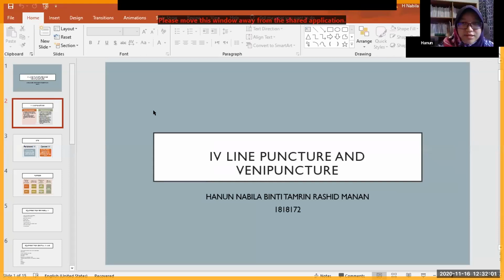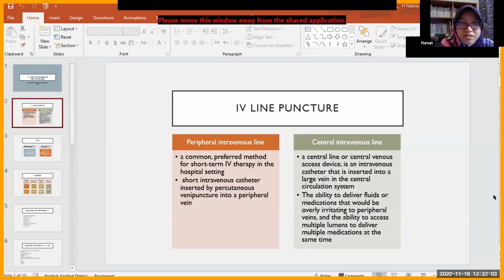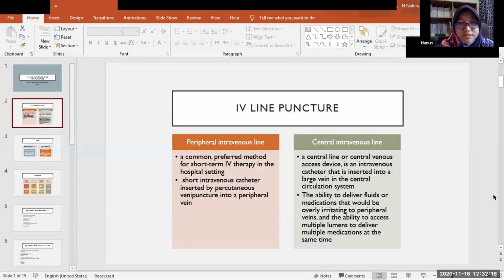Okay. So intravenous line puncture has two types: peripheral intravenous line and central intravenous line. Peripheral intravenous line is a common method used in intravenous therapy, and it is inserted by percutaneous vein puncture into the vein.